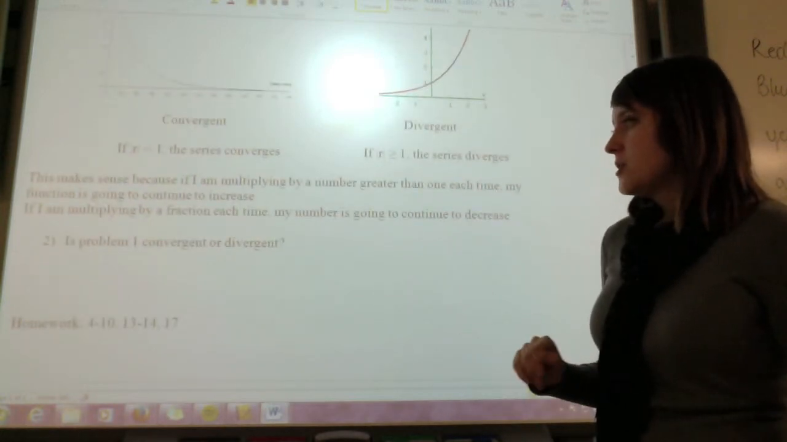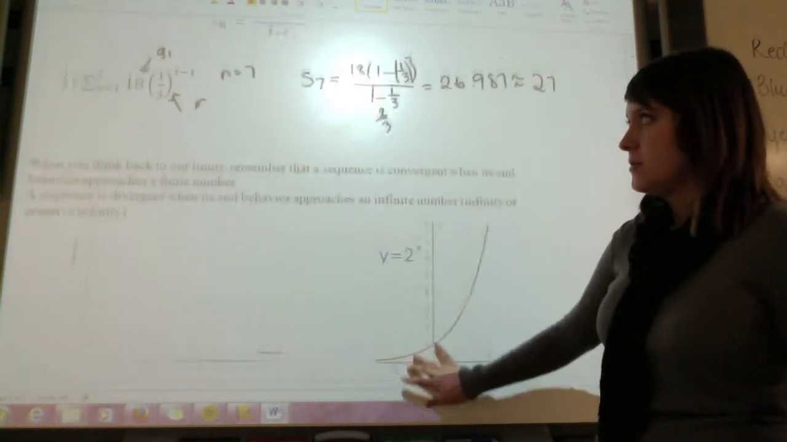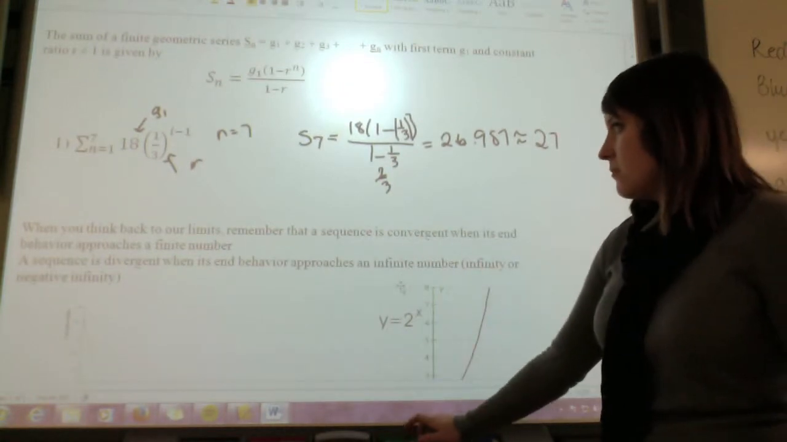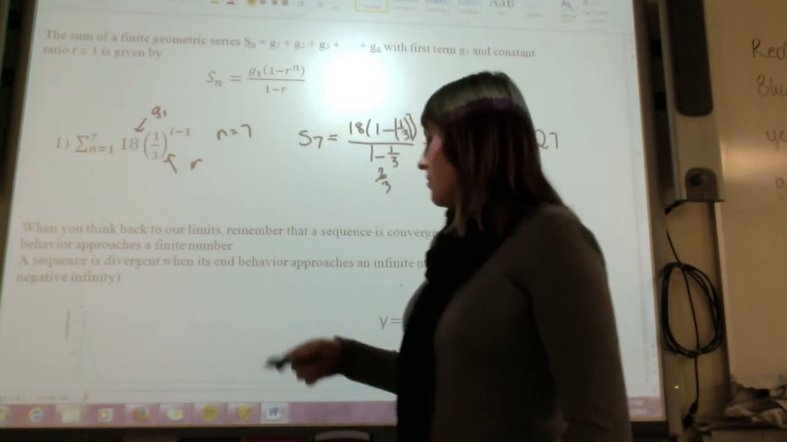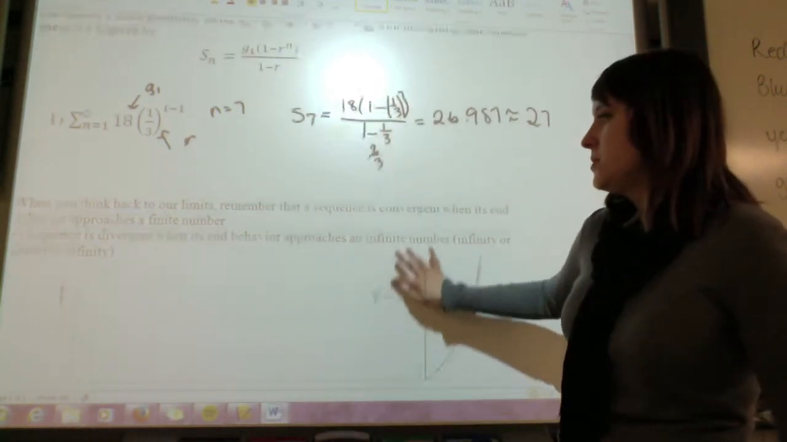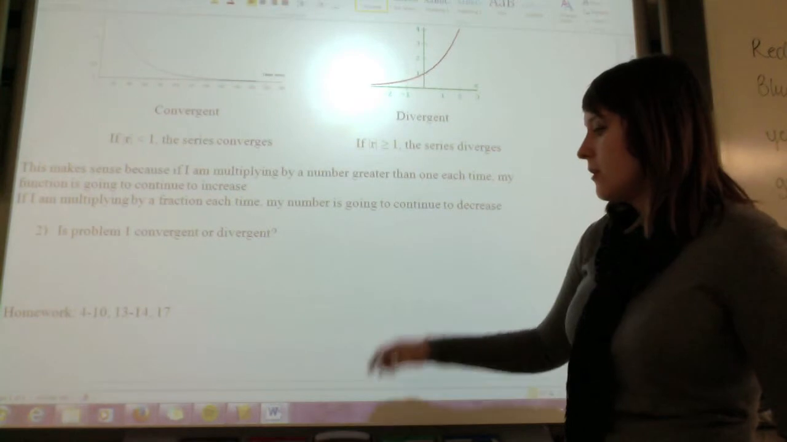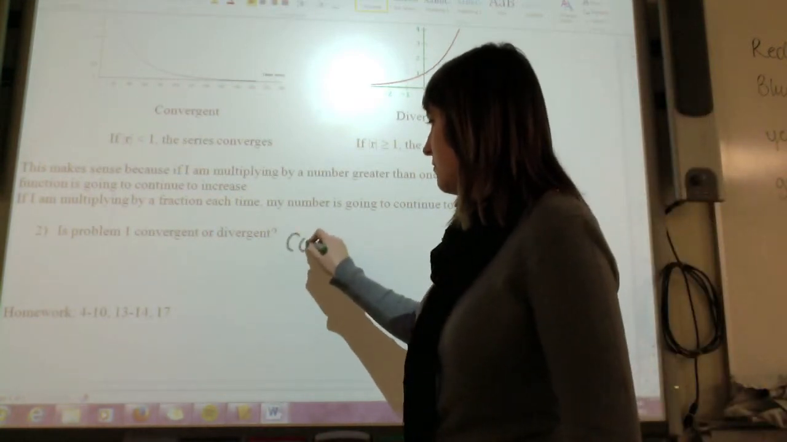So the second question is problem number 1, convergent or divergent. So let's go back up here. For this problem, our r value was 1/3. I know that 1/3 is a fraction between 0 and 1. Therefore, I would say that that problem was convergent.